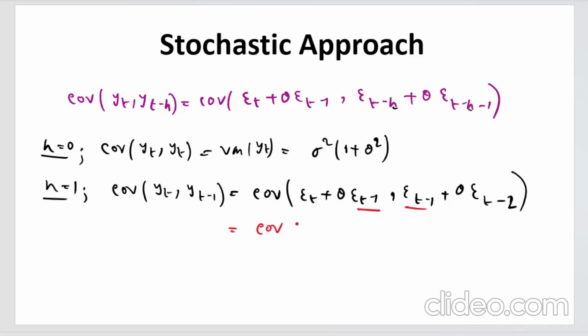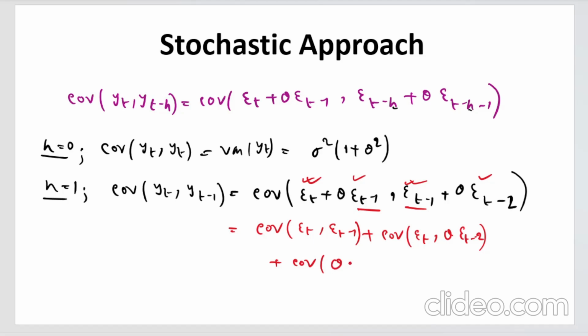Let me write everything out for your simplicity. Covariance of epsilon t and epsilon t minus 1, plus covariance of epsilon t and theta epsilon t minus 2, plus covariance of theta epsilon t minus 1 and epsilon t minus 1, plus covariance of theta epsilon t minus 1 and theta epsilon t minus 2, right? So this is all you have.